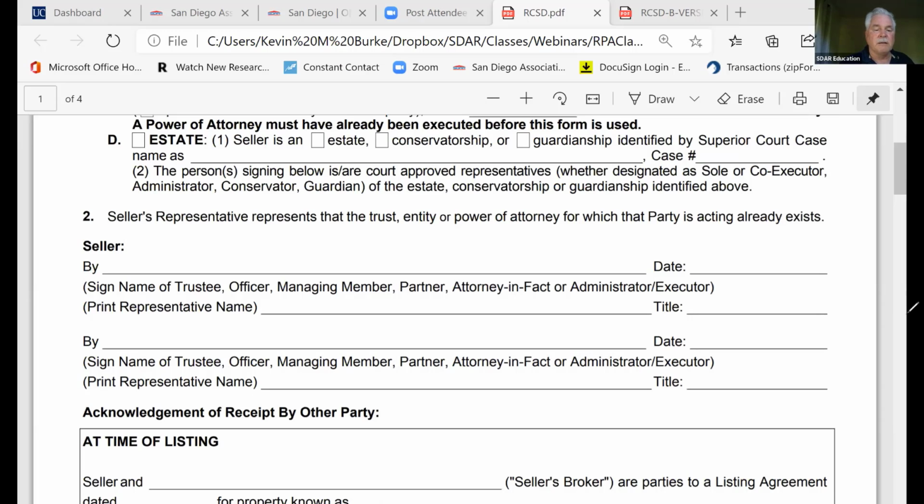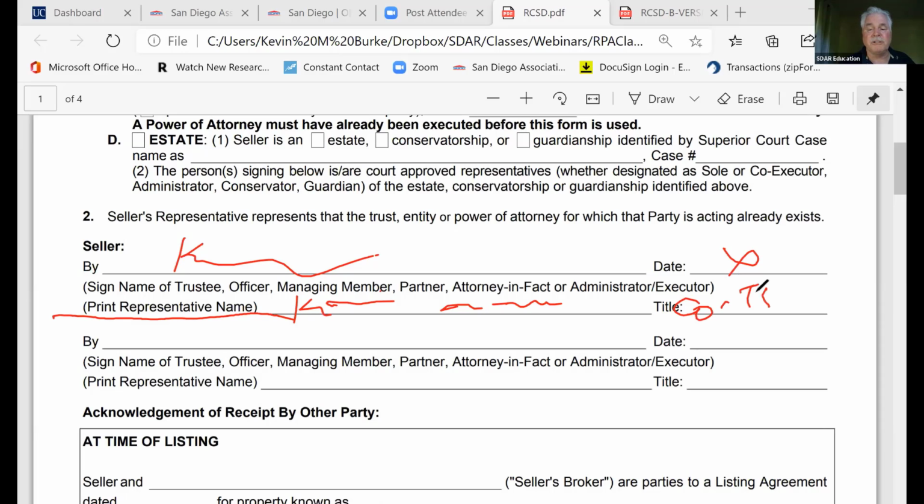So down here by the seller, I'm going to draw a line for you. Up here, the name. So we're going to do the signature up here. Make sure you date it. And then down here, it will print the name of the person above. And then your title, co-trustee.